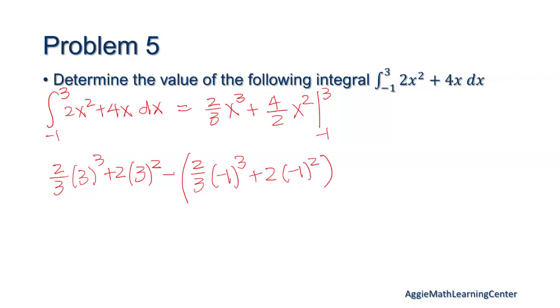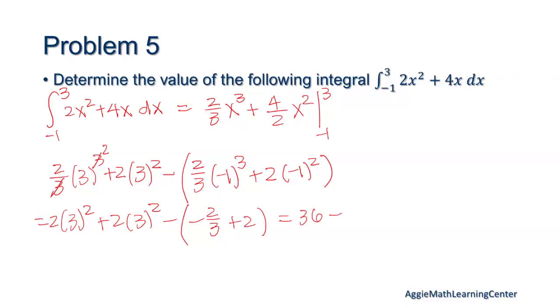To simplify this, you can just use a calculator, but I'm going to divide out a 3, so this will end up being 3 squared. So we'll have 2 times 3 squared plus 2 times 3 squared. And then -1 cubed is just -1, so we'll have -2/3 plus 2. 2 times 3 squared is 18, so we'll have 18 plus 18, which is 36. And then 2/3 plus 2, we can rewrite 2 as 6/3, so that will give us 4/3.